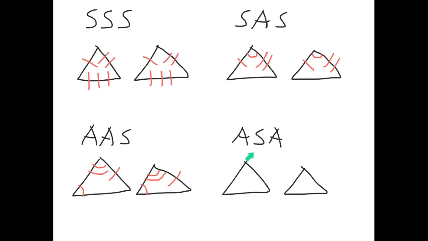Then finally, angle, side, angle. So that's where we have an angle congruent to another angle, a side congruent to another side, and a second angle congruent to a second angle. Notice similarly with the side, angle, side, angle, side, angle has to be the side in between the two angles, the side that's touching both of these angles here.